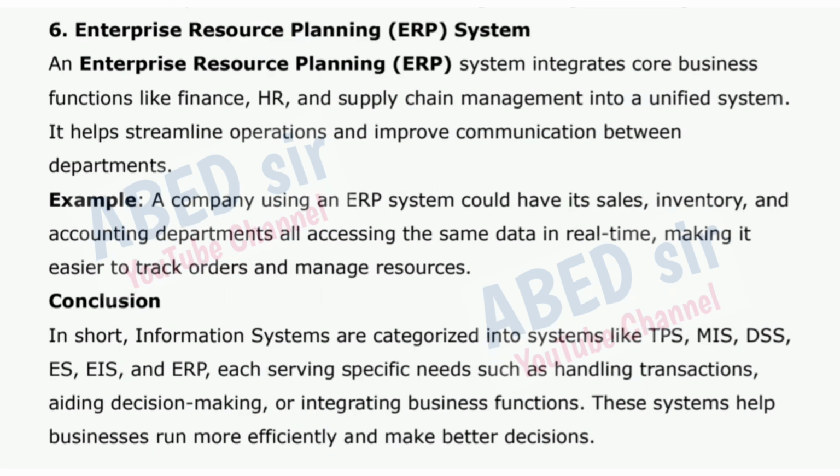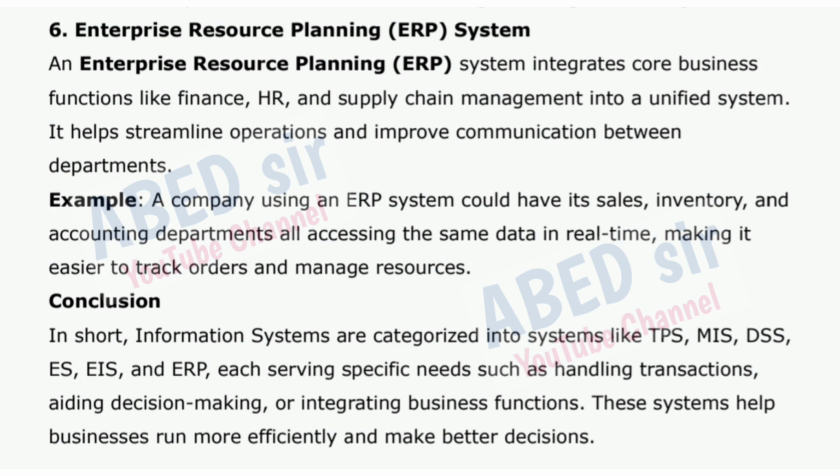6. Enterprise Resource Planning (ERP) System. An enterprise resource planning (ERP) system integrates core business functions like finance, HR, and supply chain management into a unified system. It helps streamline operations and improve communication between departments. Example, a company using an ERP system could have its sales, inventory, and accounting departments all accessing the same data in real time, making it easier to track orders and manage resources.